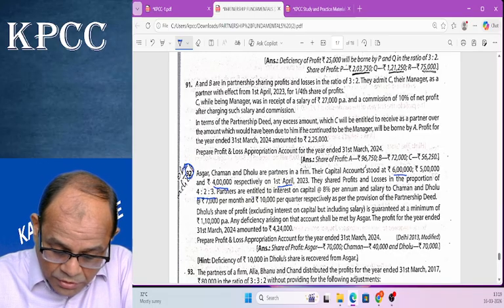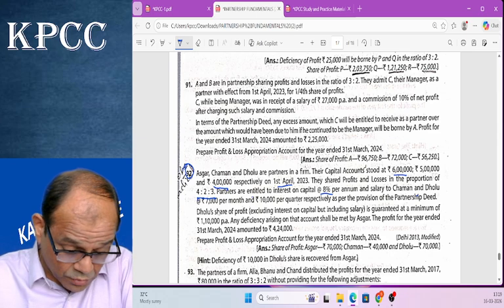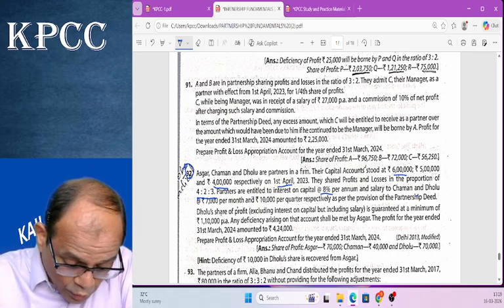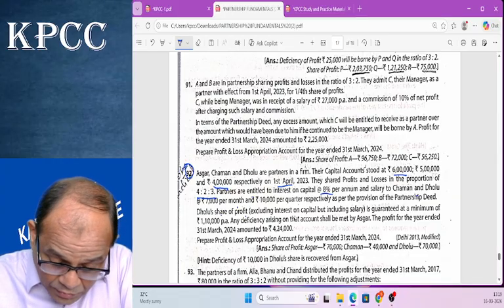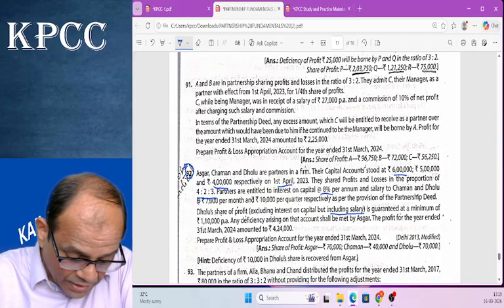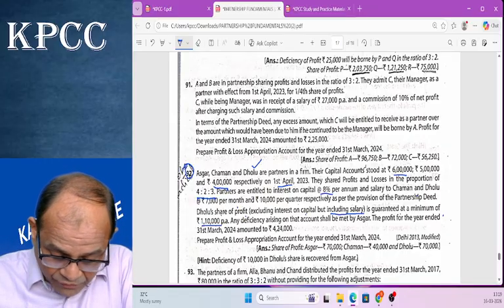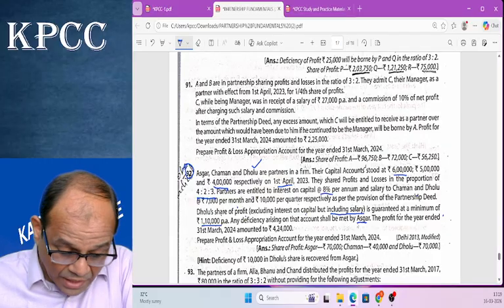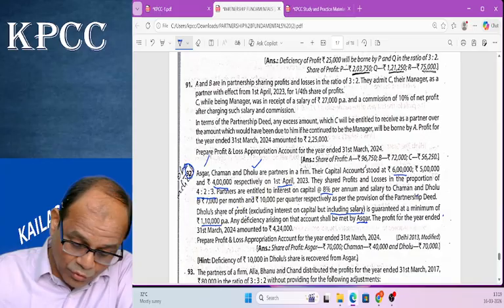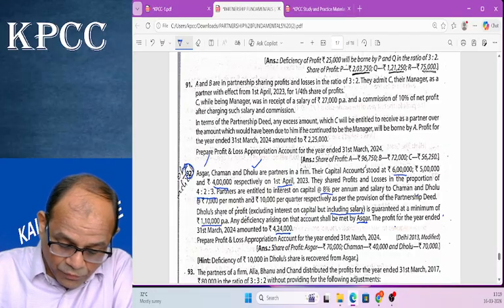Partners are entitled to interest on capital at 8% per annum. Salary to Chaman and Dolu is 7,000 per month and 10,000 per quarter respectively as per the deed. Dolu's share of profit, excluding interest on capital but including salary, is guaranteed at a minimum of 1,10,000 per annum. Dolu is the third partner. Any deficiency arising on that account shall be met by Asgar. I told you, the guarantee can be given by a single partner; here only Asgar has given. The profit for the year is 4,24,000. Prepare the profit and loss appropriation account.